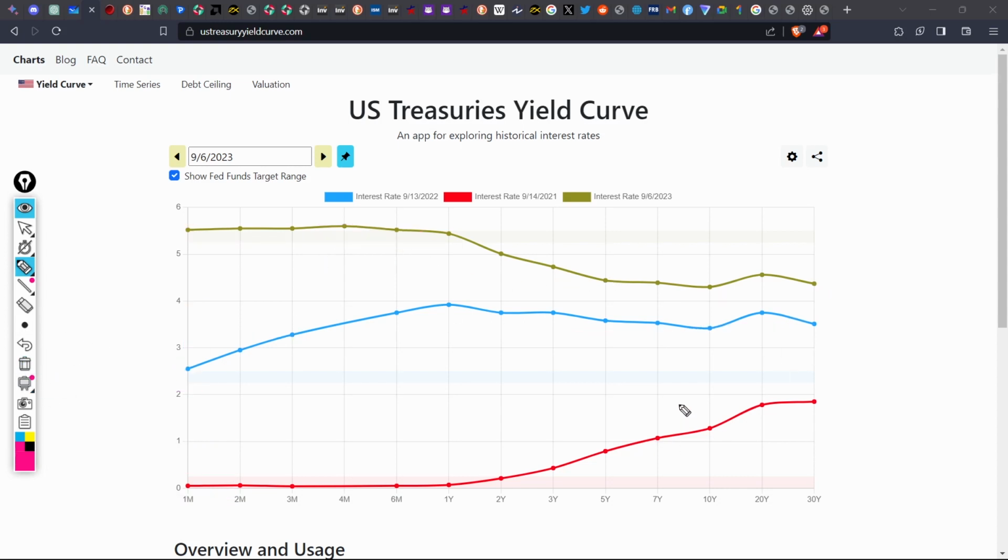These highlighted areas are showing the federal funds target range. These highlighted faint areas. So let me go to the next part now.